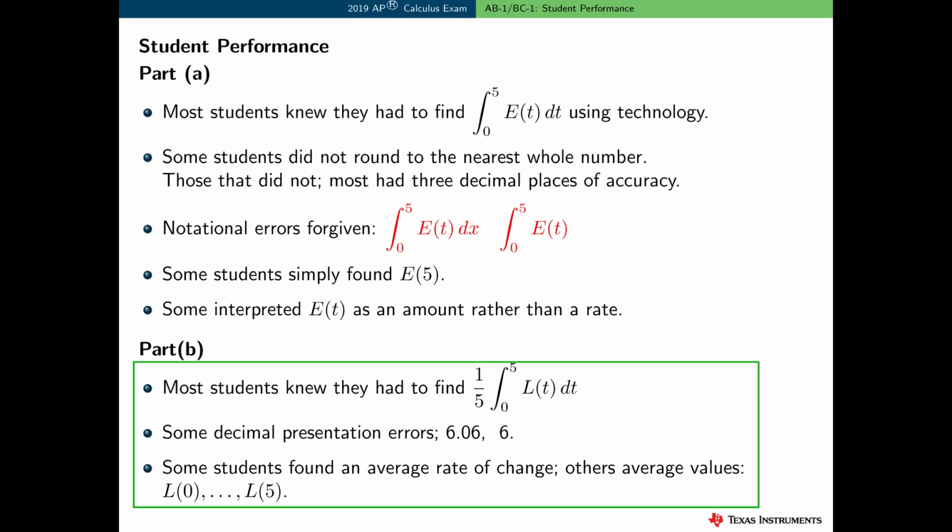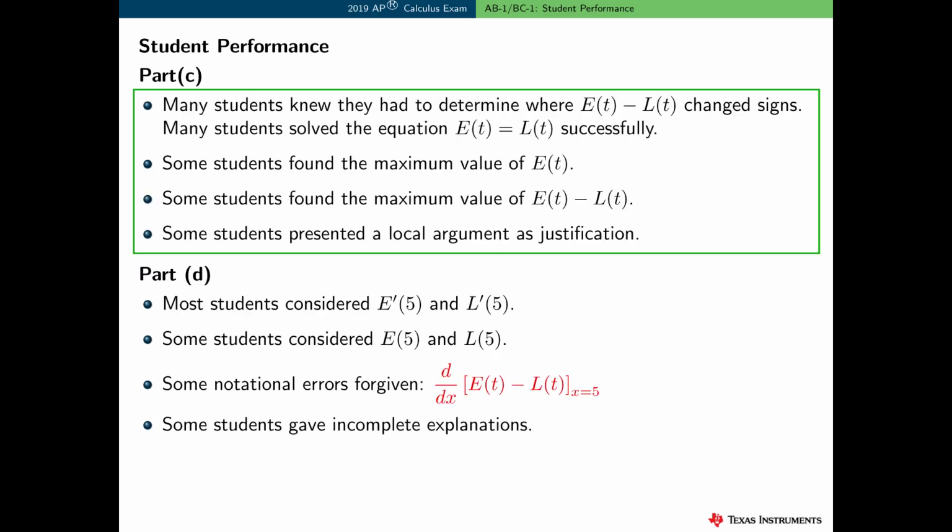And some students found an average rate of change, and some found an arithmetic mean of 5 or 6 values. In Part C, many students knew that they had to determine where E of t minus L of t changed signs, and many were indeed able to solve this equation successfully. However, some students found the maximum value of E of t, and some students found the maximum value of E of t minus L of t. And some students presented only a local argument as justification.